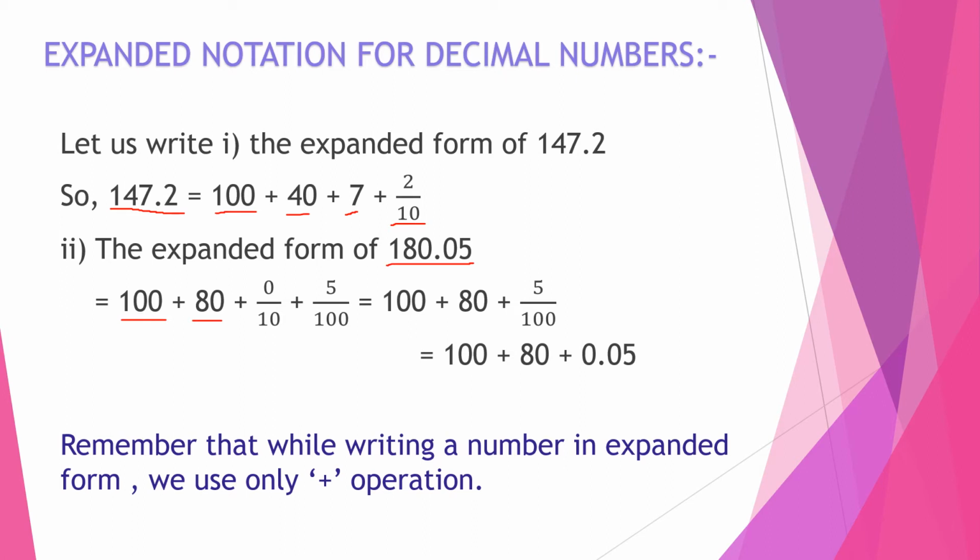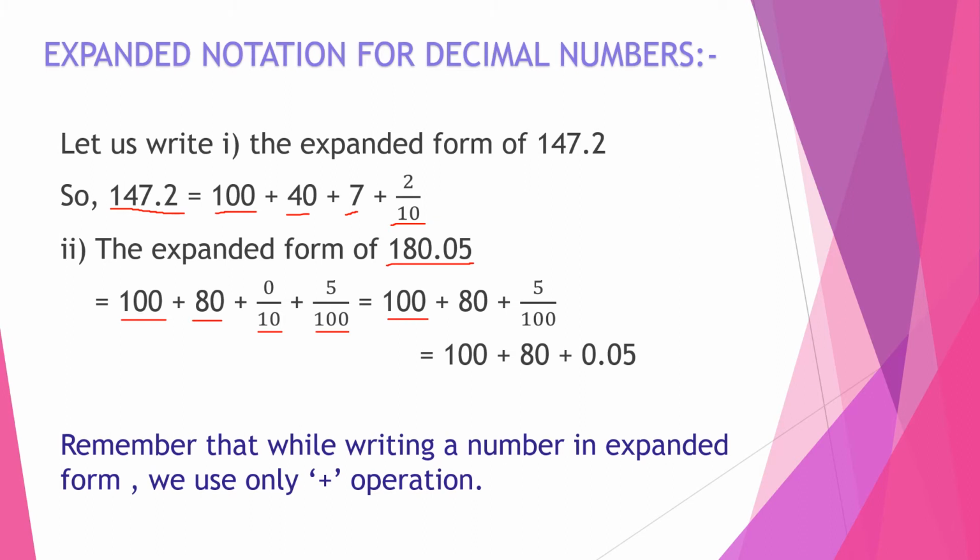Now see which are the places after the decimal point. The first digit is 0, so what we'll do? 0 upon 10, right? The first digit will get divided by 10. Now the second digit is 5, so the second digit will get divided by 100, right? So the expanded form you can write like this also.